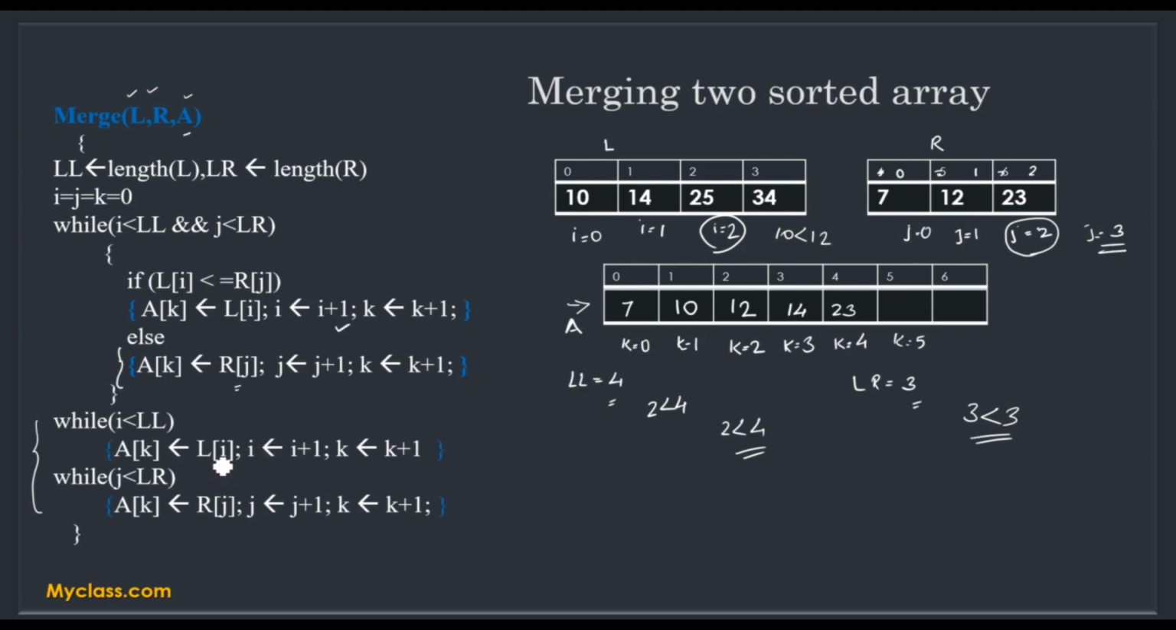Some remaining values are to be inserted into our resultant array. For that, in this while loop, A of K is equal to L of I. So the L of I is 25. Now we are incrementing K and also I. Now I equal to 3, so 34 is here. Now the I value becomes 4, and 4 is not less than 4, so it is not going to work. And definitely the other loop is not going to work because J is already 3, and 3 is not less than 3.